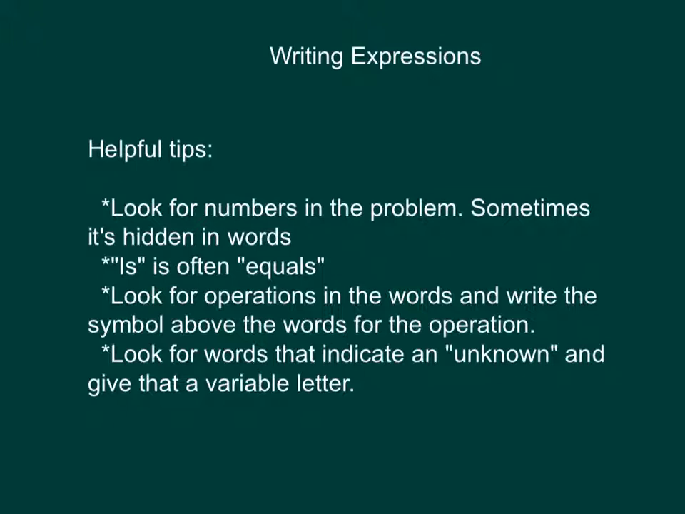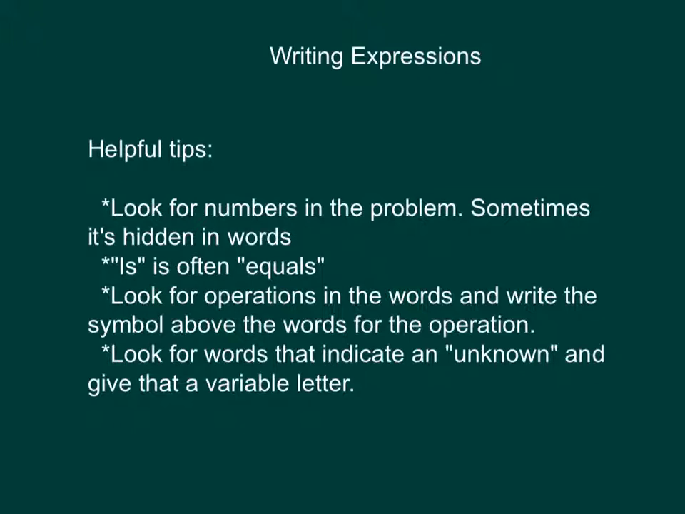The last tip is look for words that indicate an unknown and give that a variable letter. So if it says by some number, you can label that X or N. Sometimes N is maybe better to not get it mixed up with multiplication. But if it says what is, then maybe that will be a variable for the what is. You don't know what it is yet.